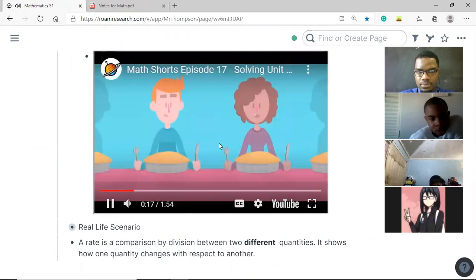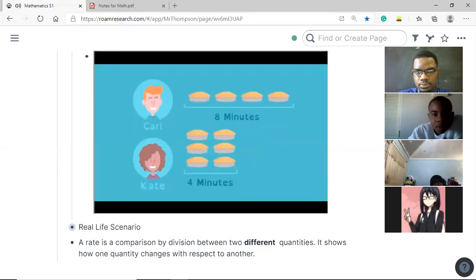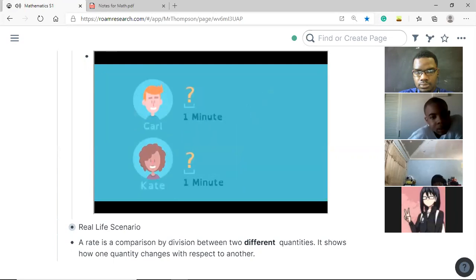Kate and Carl have entered a pie eating contest. Carl can eat 4 pies in 8 minutes. Kate can eat 6 pies in 4 minutes. Sounds like Kate would win, but here's a question. How many pies can each of them eat per minute? Let's go back to unit rate.